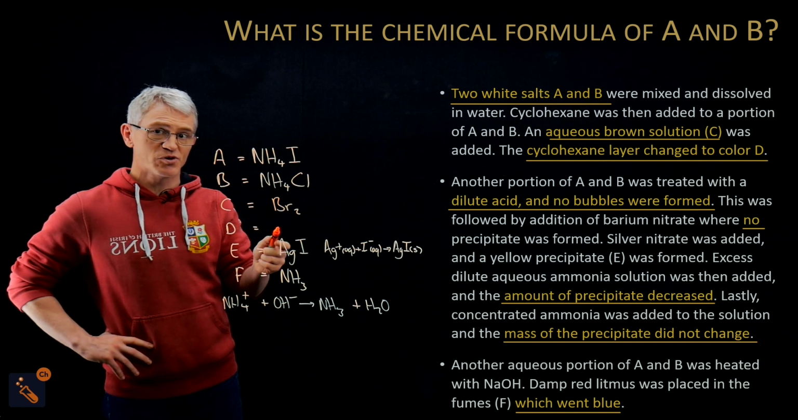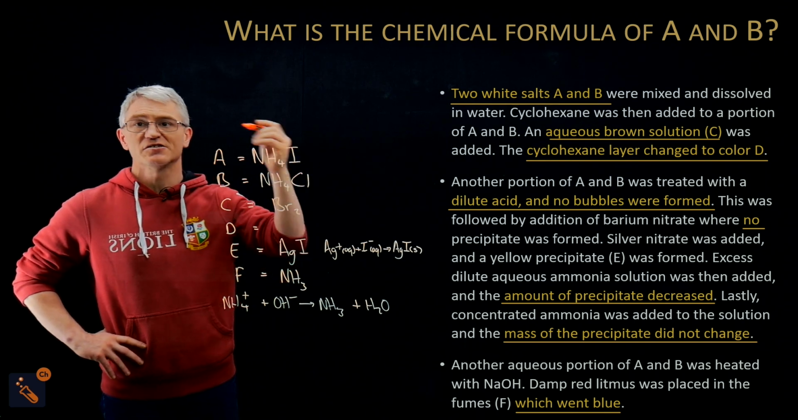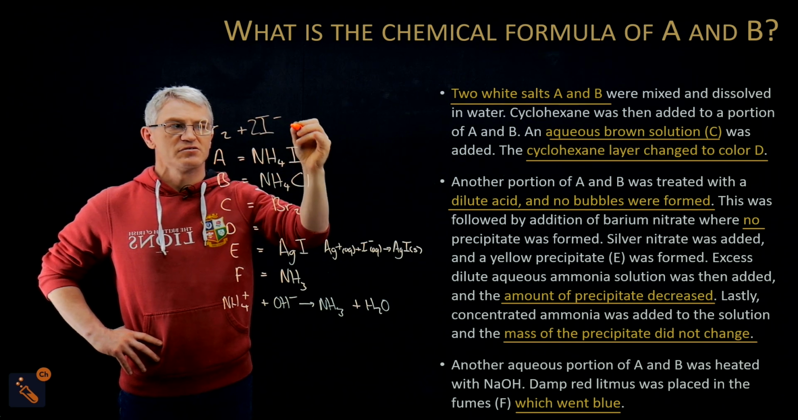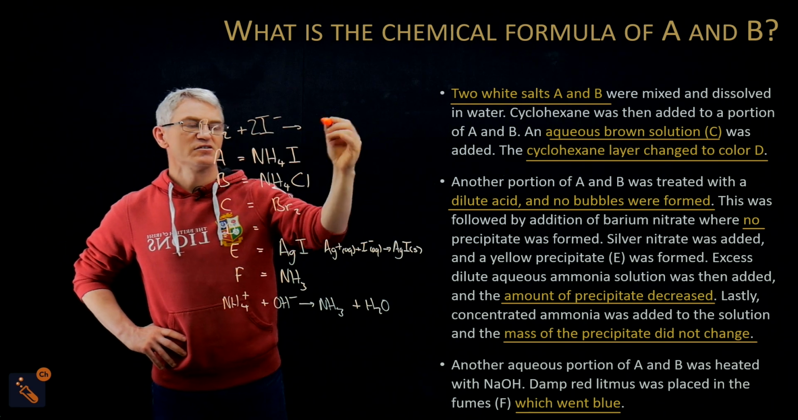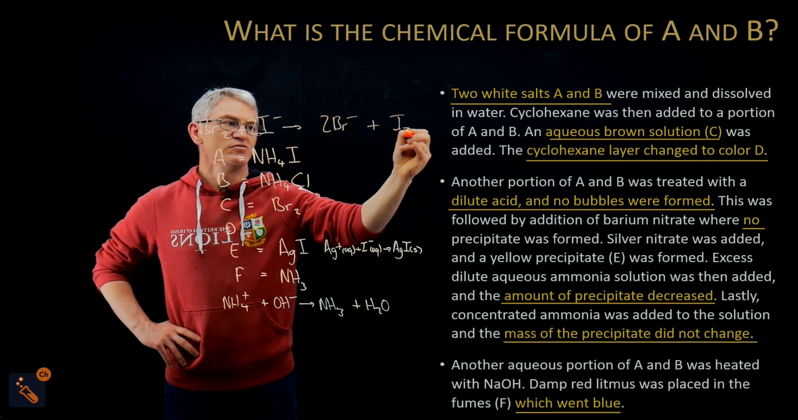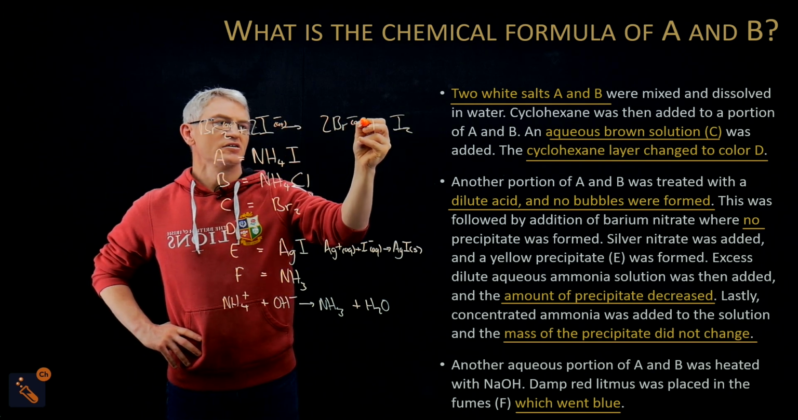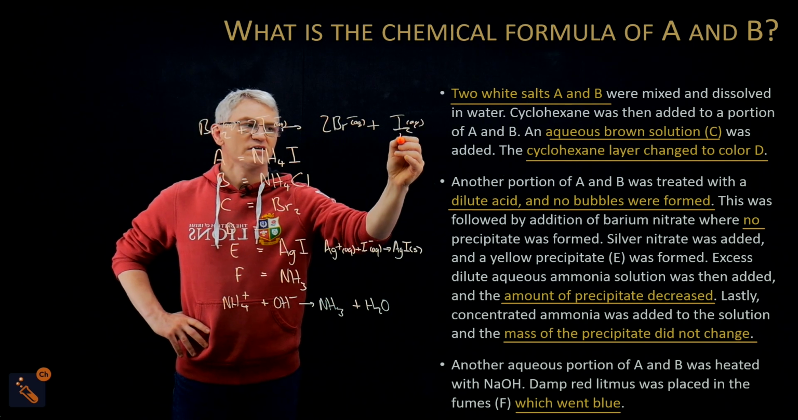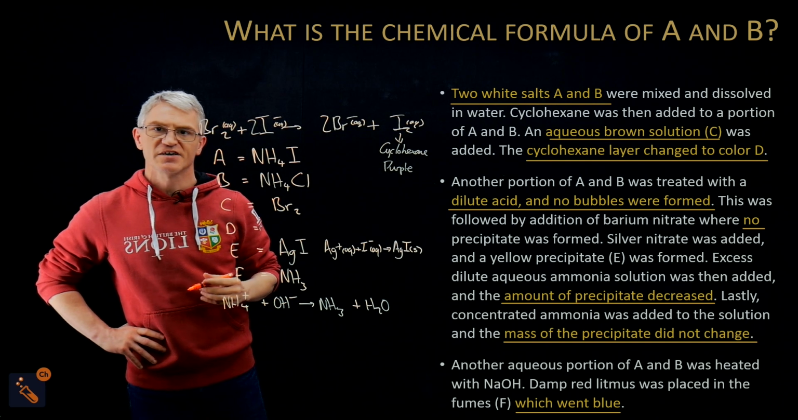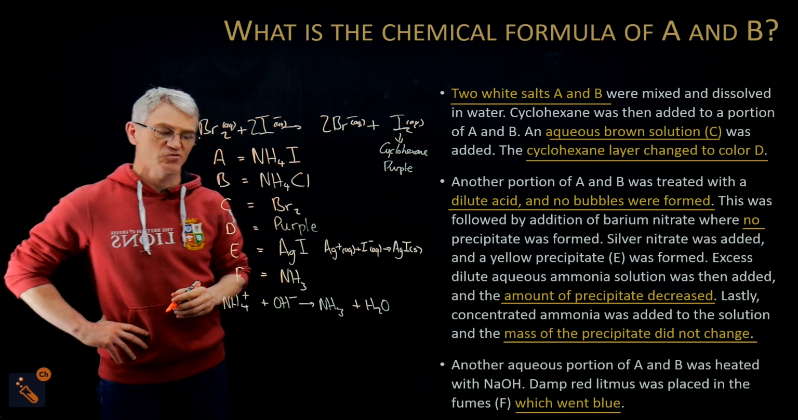If the bromine is added to the iodide, the bromine is more reactive than the iodine, so it will displace it, and you get this reaction here, and this is the ionic equation. This is more reactive than this, so it displaces the iodide. So you get 2Br- plus I2. That's one of your equations again, and that's aqueous, aqueous, aqueous, and aqueous. But in cyclohexane, it's going to be purple. It says the cyclohexane changed to colour D, that would be purple.